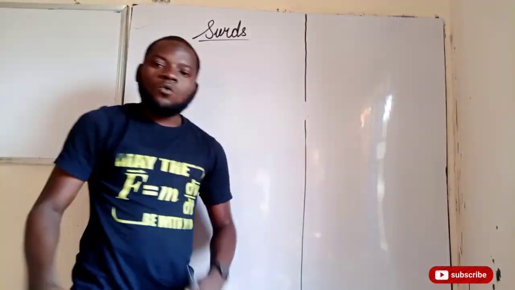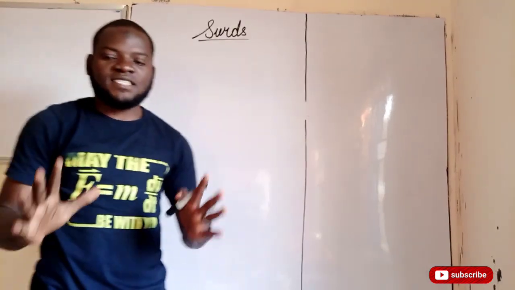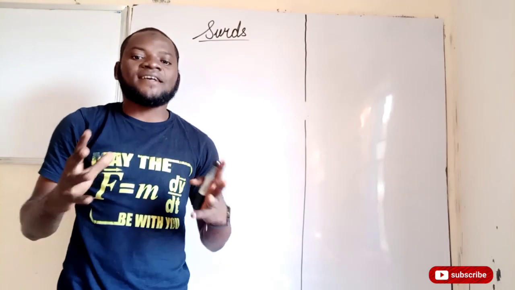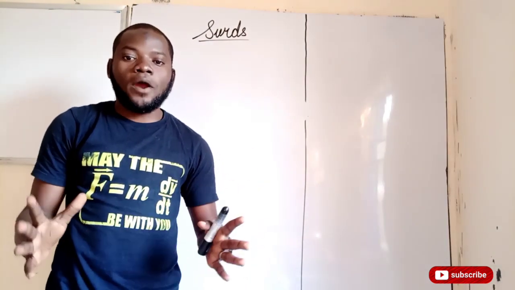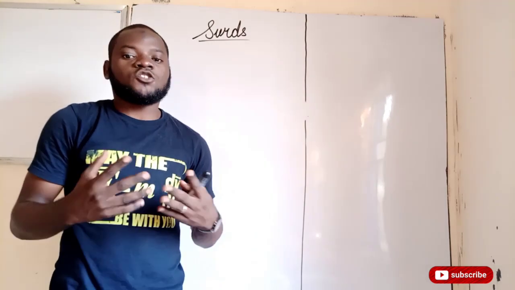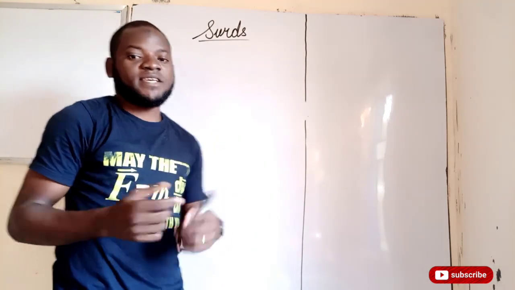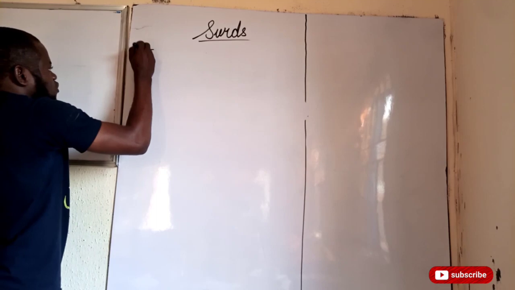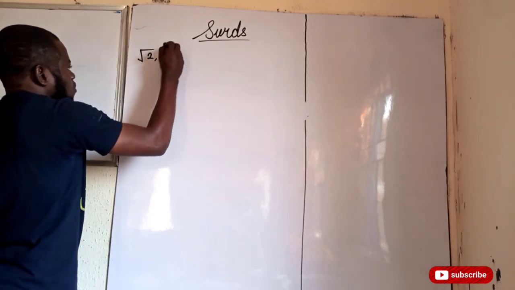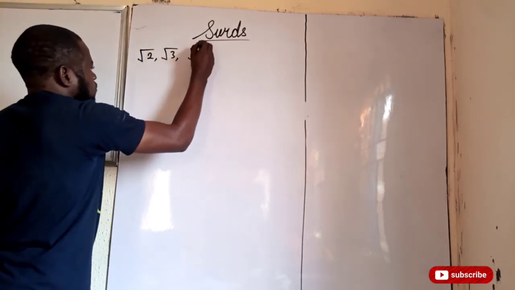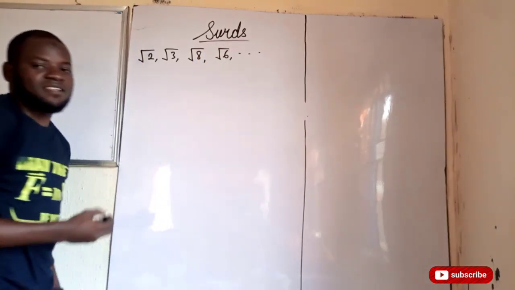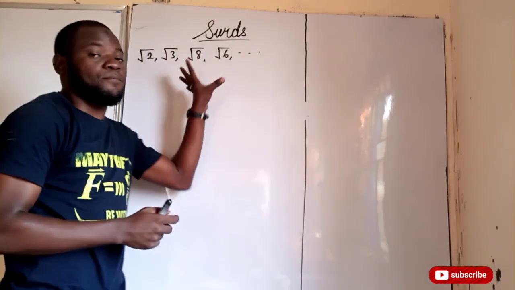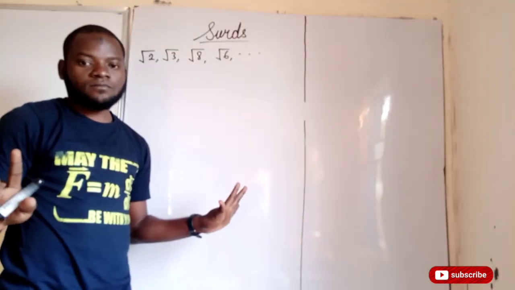Okay, class, when you talk about surd, what is surd? Surds are square roots of prime numbers. So when I say square root of prime numbers, examples include the square root of 2, the square root of 3, the square root of 8, the square root of 6, and so on like that. All these are examples of a surd.